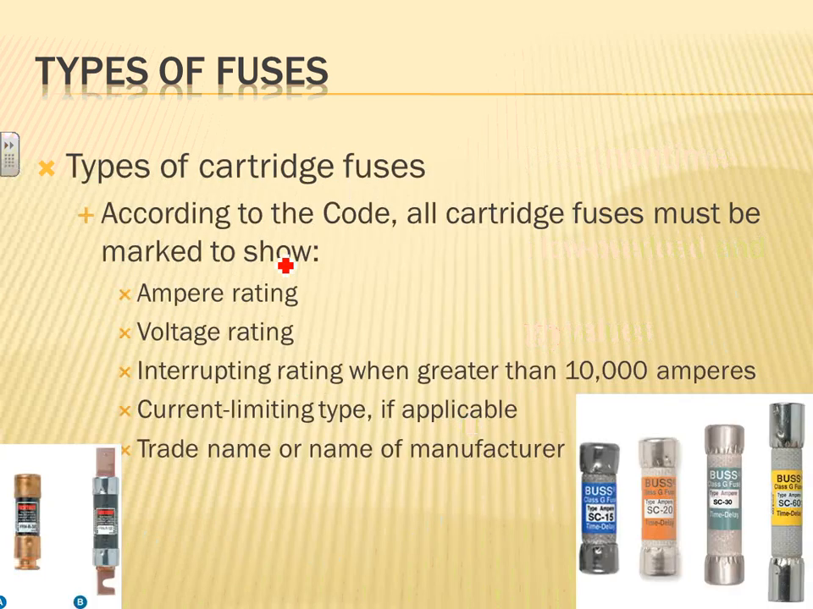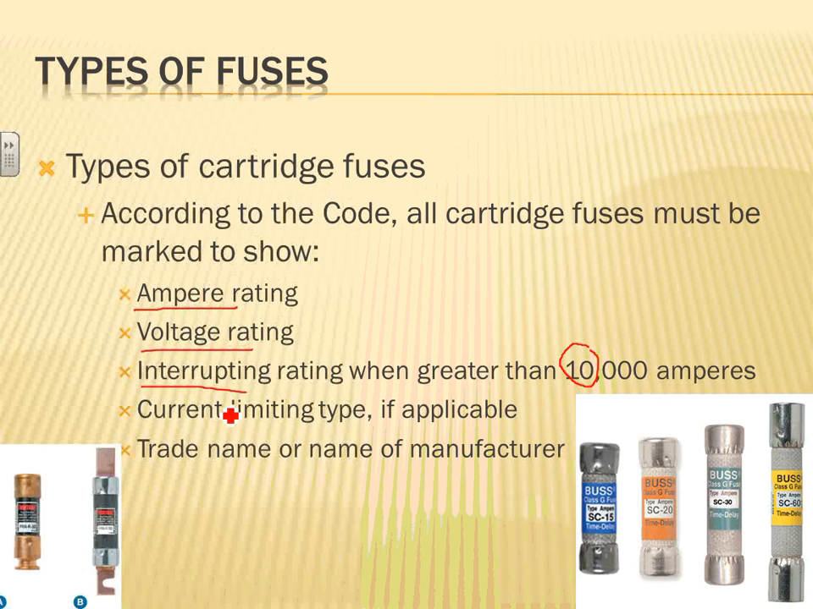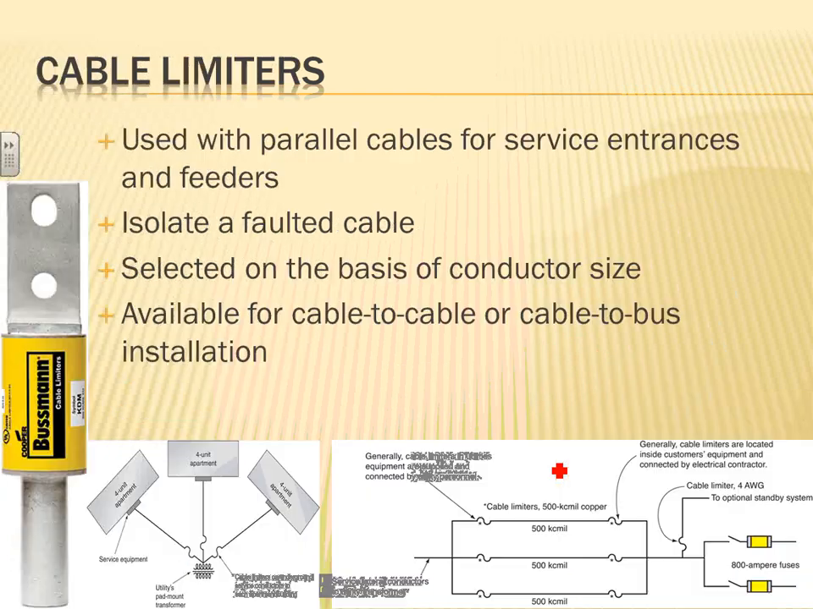Okay, types of cartridge fuses. This is just a couple of things directly from the code. When you have cartridge fuses or any of these, they rate them based on amps, the full load amps of this equipment, then the voltages, then the interrupting rating. The assumption is they're all 10K; unless it's labeled otherwise, it's 10K. Other than that, they have to be labeled. If they're current limiting, that's a big deal, current limiting fuses, we'll talk about this in a second, and the trademark and the name of the manufacturer so we can sue them if something happens. So these are required by the NEC code book to be labeled on your overcurrent devices, mainly the fuses.